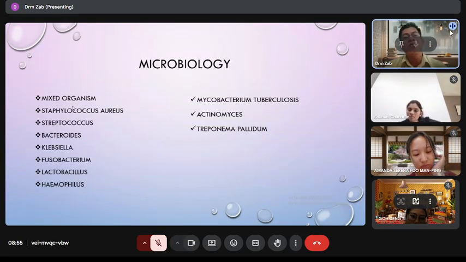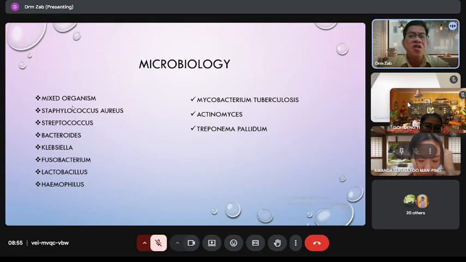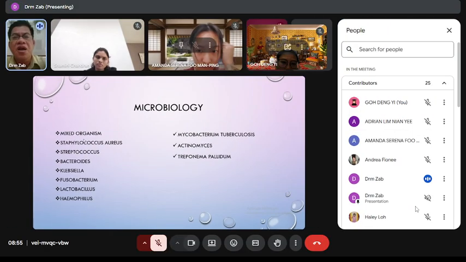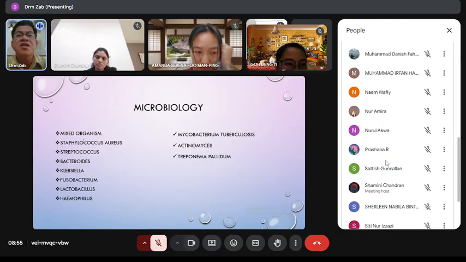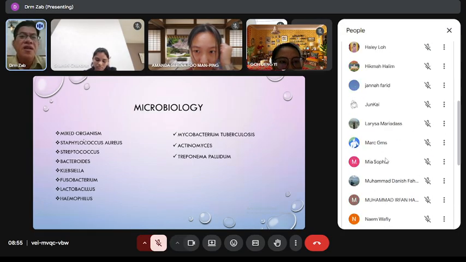Okay, now let's look at the microbiology. Remember, I mentioned the difference between specific osteomyelitis and the acute and chronic suppurative osteomyelitis is the type of bacteria that can be collected. Right.